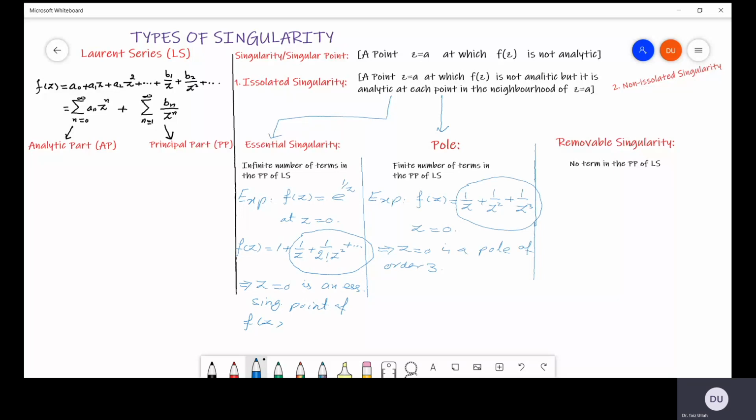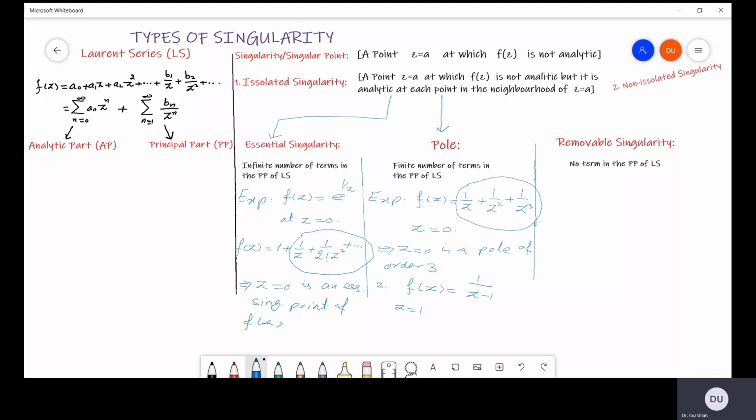For example, let us give another example. The other example I will say, let f of z is equal to 1 over z minus 1. Now you can see that this is the Laurent series and it has only one term in the principal part. So this type of singularity, or we can say that z is equal to 1, is a singular point of this function, and this is called a pole. And this is called a simple pole because its order is 1.